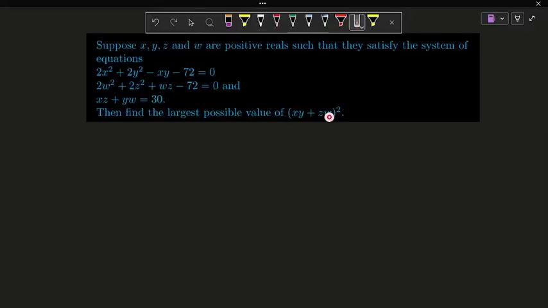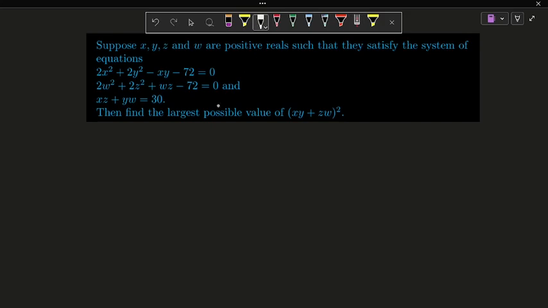Today we again have a problem on algebraic geometry in which we are given a certain system of equations and we eventually convert it into a geometric problem and evaluate whatever we have to. So today we have this problem with us, which is we are given four variables x, y, z and w, and they are positive real numbers, and they also satisfy this system of equations, and then we have to solve for the largest possible value of this expression, which is (xy + zw) whole squared.